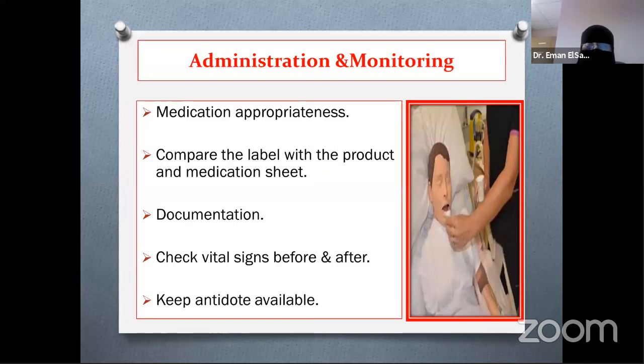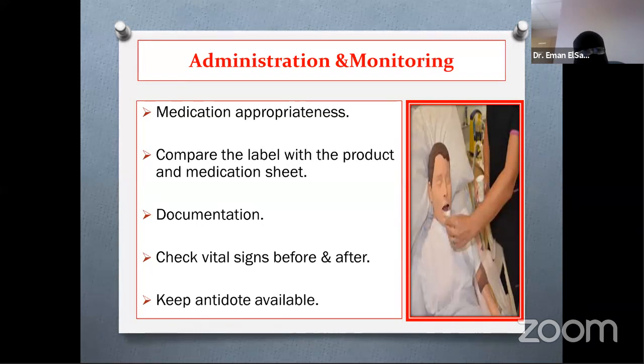After that, we start administration. This is the role of nurses. They will verify medication appropriateness, the ten rights before administration, comparing the label with the product that they already received from the pharmacy against the medication sheet documentation. Documentation is according to each hospital's policy, but the ideal is a double check, especially for high alert medication. Documentation after administration, double check in the medication sheet. It means when the patient receives a high alert medication, there is a double check from nurses, meaning a witness from nurses. Okay, this is the ideal.